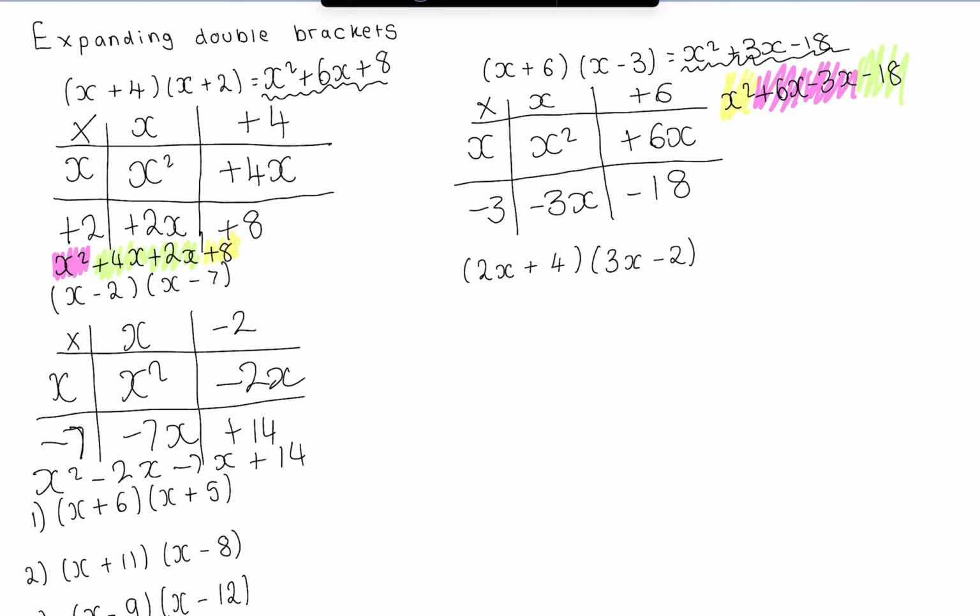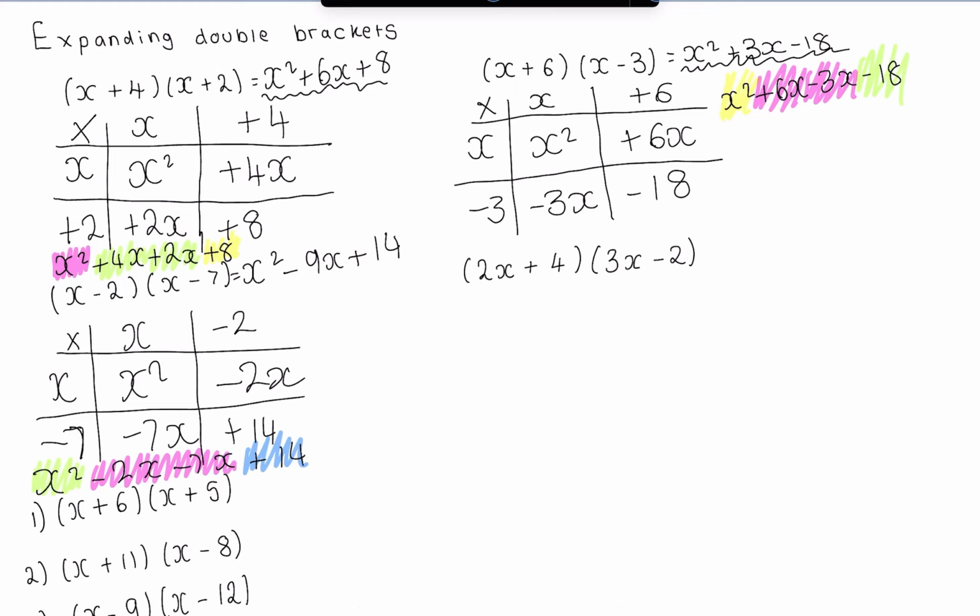Going to go through and highlight my like terms. So I've got an x squared, I've got a minus 2x and a minus 7x, and then I've got a positive 14. If I simplify this, I've got an x squared, minus 2 take away 7 leaves me with minus 9x, and then I'm adding on 14.